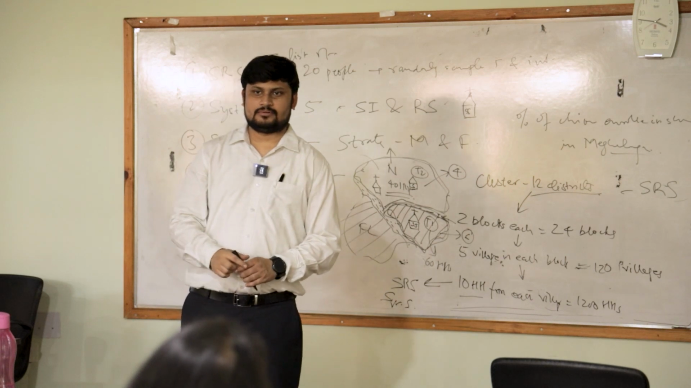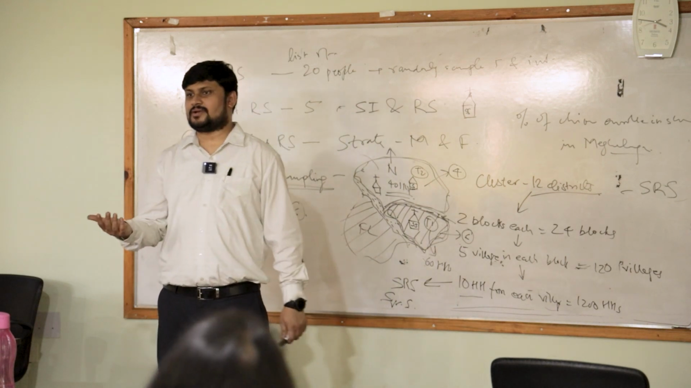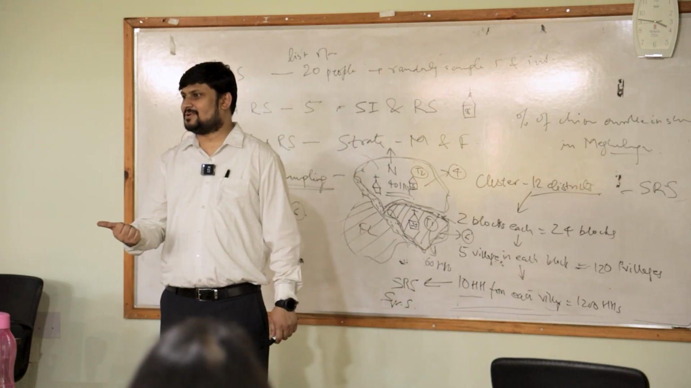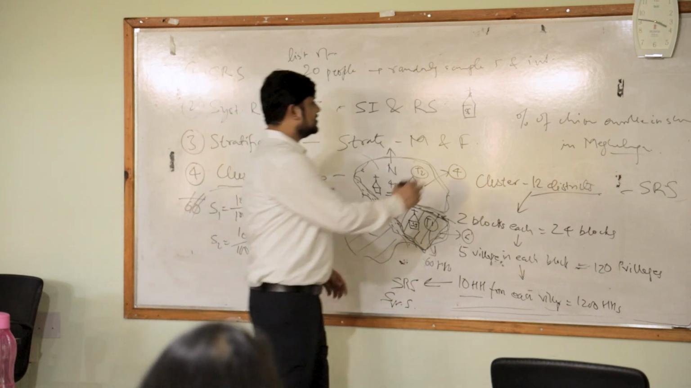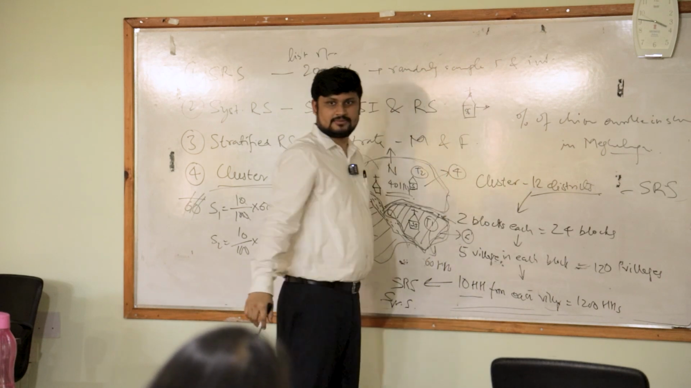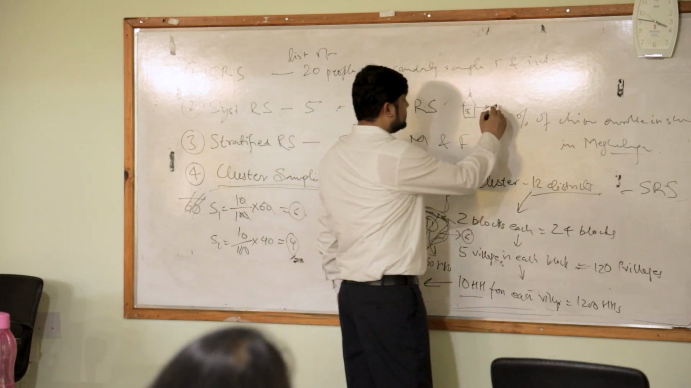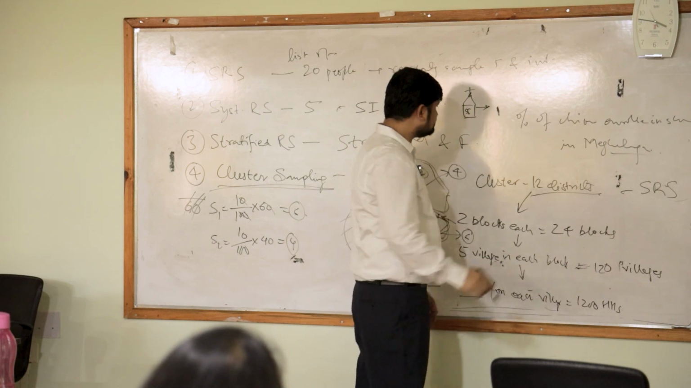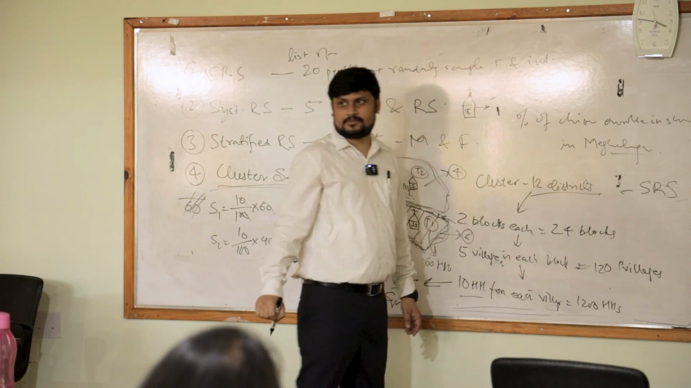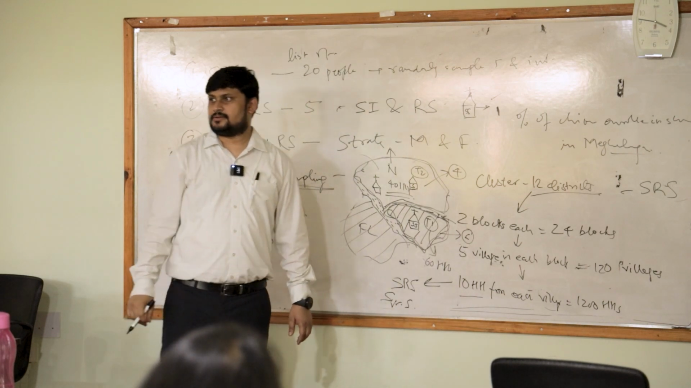What is the right hand rule? You simply take your right hand, you pull the thumb out, right? Whichever direction it points to. So it might point to this direction, right? The first household that is here, you interview that household. That is your first sample, right?